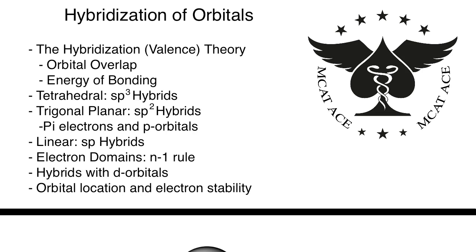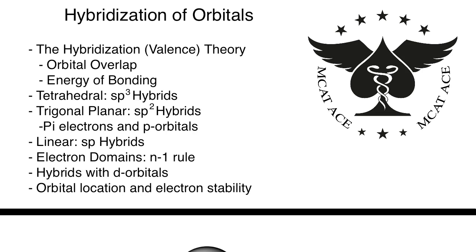Okay, then I'll show you, after we go through those, a very simple kind of cheat rule or cheat method to help you figure this out. It's called the n-1 rule. You have to understand what electron domains are, so we'll talk about that. It's basically any source of electrons that you can count around an atom.